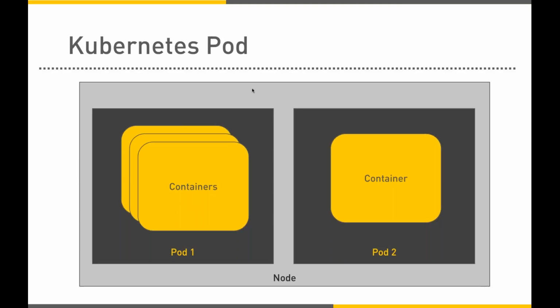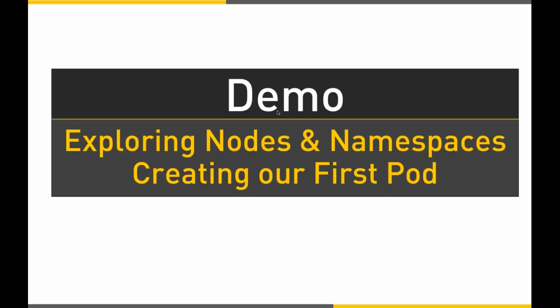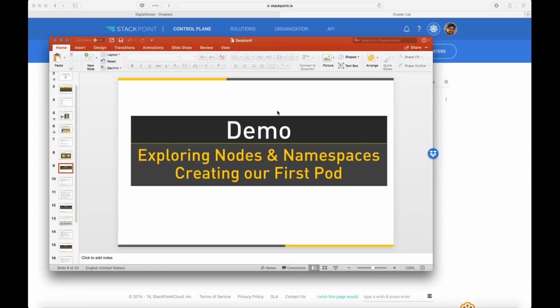So this is a visual representation. The reason why I built this is, pod 1 contains 3 containers and it is still one pod. Pod 2 contains only 1 container and it is still a pod. So essentially, a pod is a collection of one or more containers that need to coexist and be co-located. That is the definition of a pod. So nothing like showing you how to create a pod and what the differences are between a container and a pod. Let's explore nodes, let's explore namespaces, and we'll also create our very first pod. So time for me to jump to the demo.